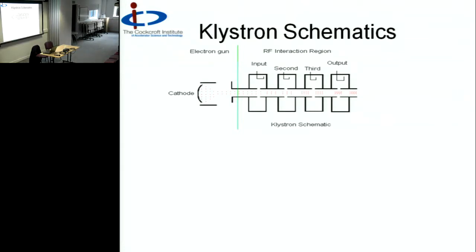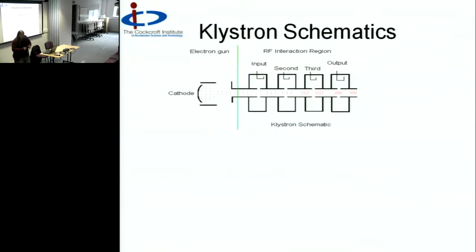They start to bunch in time. The faster ones get faster, the slower ones get slower, and you create bunches. You can then have a bunch of cavities, as we call them. This is your input cavity that starts the bunching process. You can have intermediate cavities that increase that.